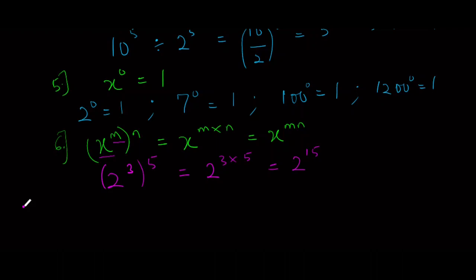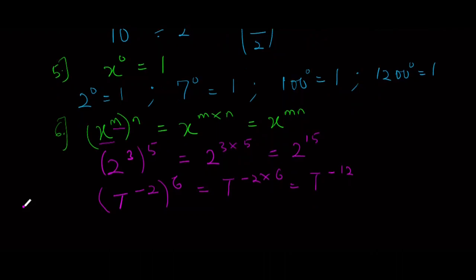Another example is if we have t raised to power minus 2, everything enclosed in brackets with another power 6. This will give us t raised to power minus 2 times 6, and we obtain t raised to power minus 12. This is the 6th law.